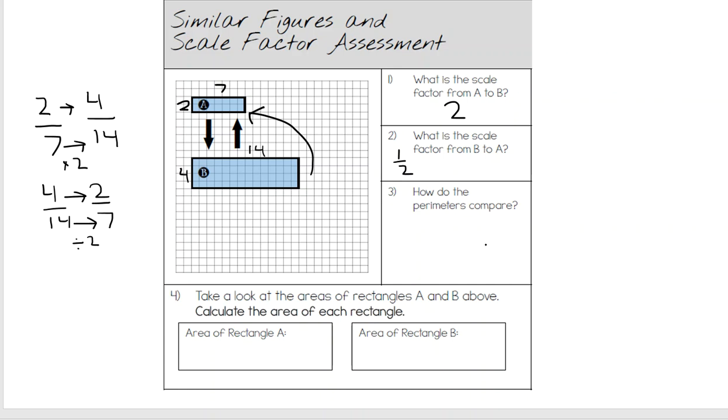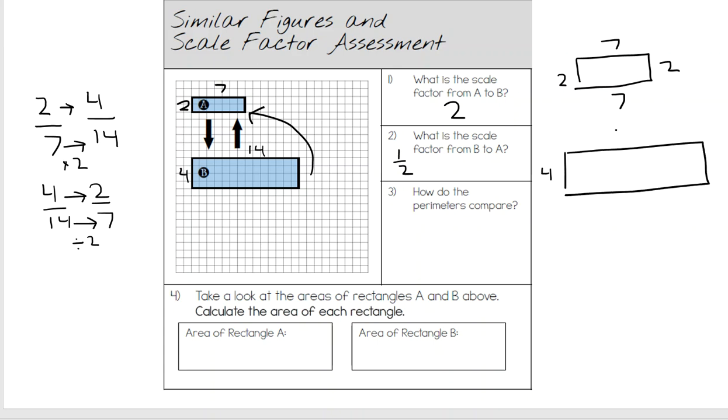Now, how do the perimeters compare? So remember, perimeter is the distance around the outside. So if this is 2 and this is 7, this is also 2 and this is also 7. If we have 4 and 14, this is also 4, this is also 14. So to find the perimeter, we find the distance around the outside. So 7 plus 2 plus 7 plus 2. So 14, 15, 16, 17, 18. Okay, the perimeter would be 18. This one would be 14 plus 4 is 18. So this one is 36.